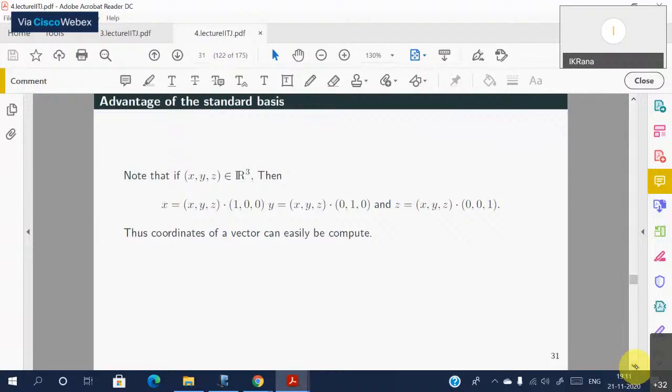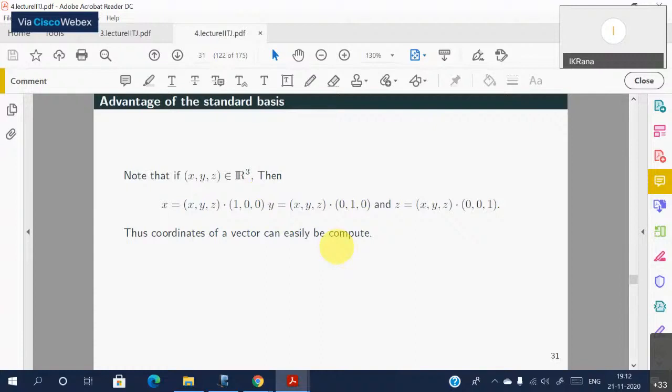Now, the advantage of having such a basis is the following: if you are given a vector x, y, z, then what are its coordinates? The coordinates are x, y, and z, but x is nothing but the dot product of (x, y, z) with (1, 0, 0), and y is the dot product of the vector with the second standard basis element, which is y.